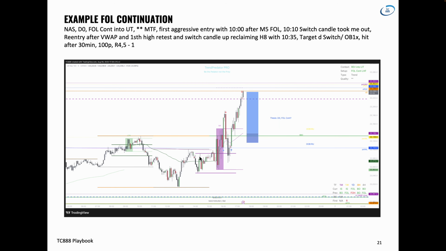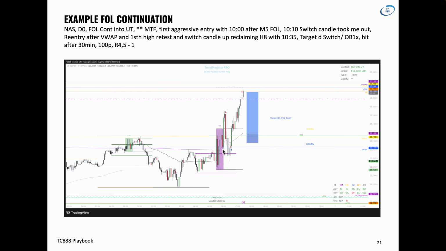So the next trade is a long trade, a NASDAQ trade, fake out low continuation. Here, reversal into uptrend, fake out low continuation, low hanging fruit. 6th of August for NASDAQ. So NASDAQ day 0, fake out low, continuation into uptrend.